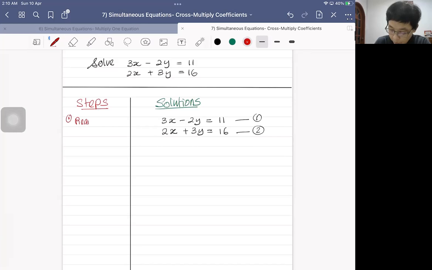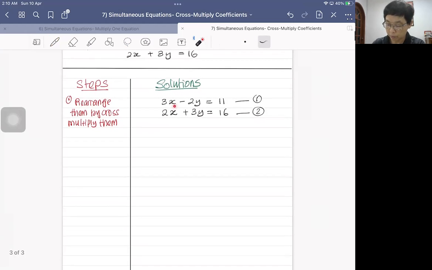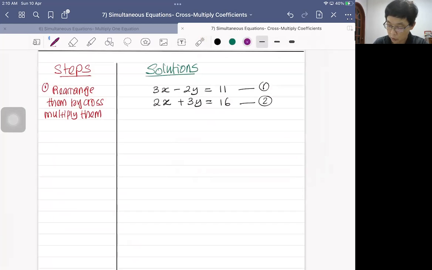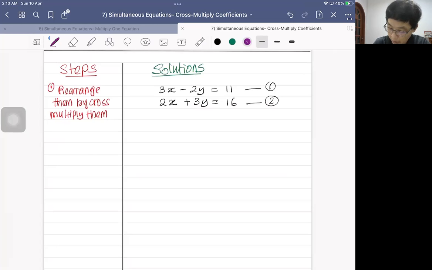All right. So now that these equations are named, what we're going to do is rearrange them by cross multiplying them. So what I intend to do is eliminate maybe the x first, or if I want to eliminate y, it doesn't matter. Either way works, all right? So if I want to eliminate y, let's make an assumption. If I want to eliminate y, I'm going to put down the thoughts here: eliminate y.